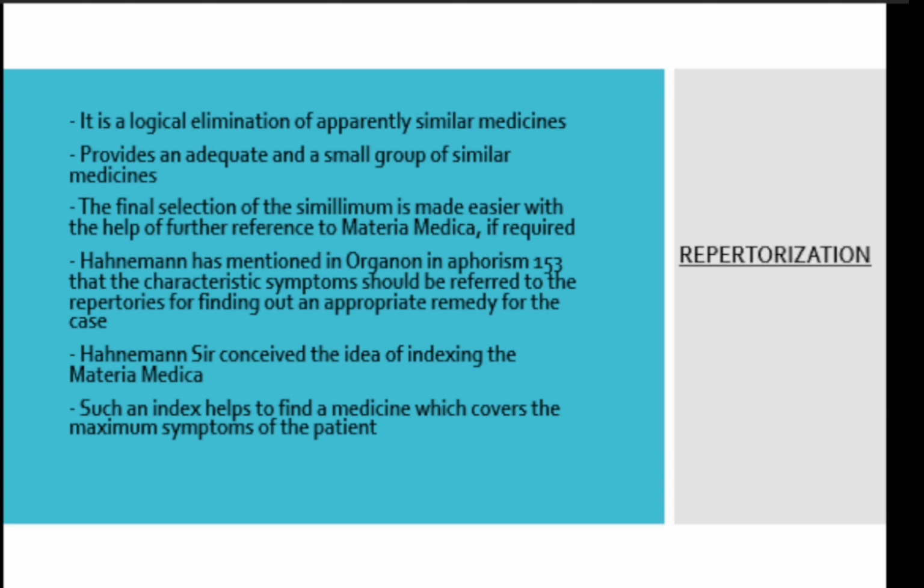Repertorization is essentially an indexing system. Dr. Hahnemann realized we needed a way to logically eliminate medicines that aren't quite right, narrowing down our choices to a small group of highly similar remedies. Once we use this index to narrow things down, we can go back to the Materia Medica to pick the absolute best match, what we call the simillimum. Dr. Hahnemann noted in aphorism 153 of the Organon that we should match the patient's unique characteristic symptoms to this index to find the medicine that covers the maximum number of the patient's symptom.